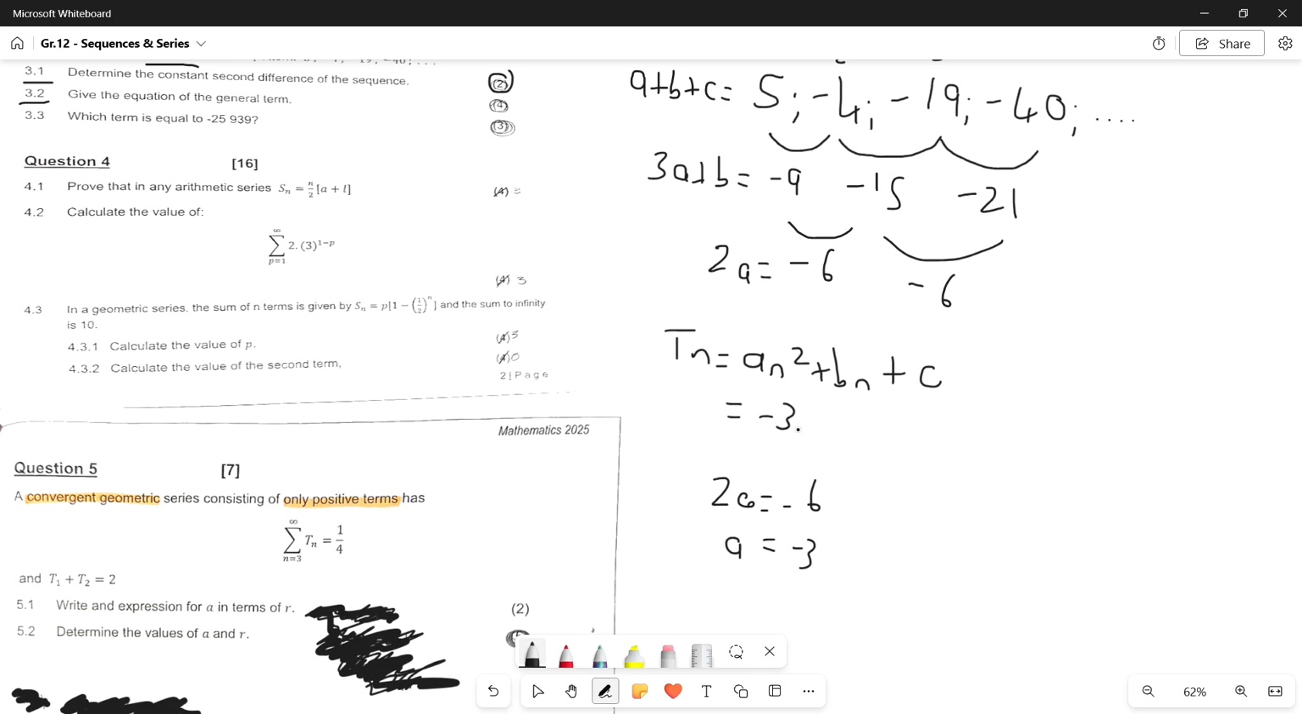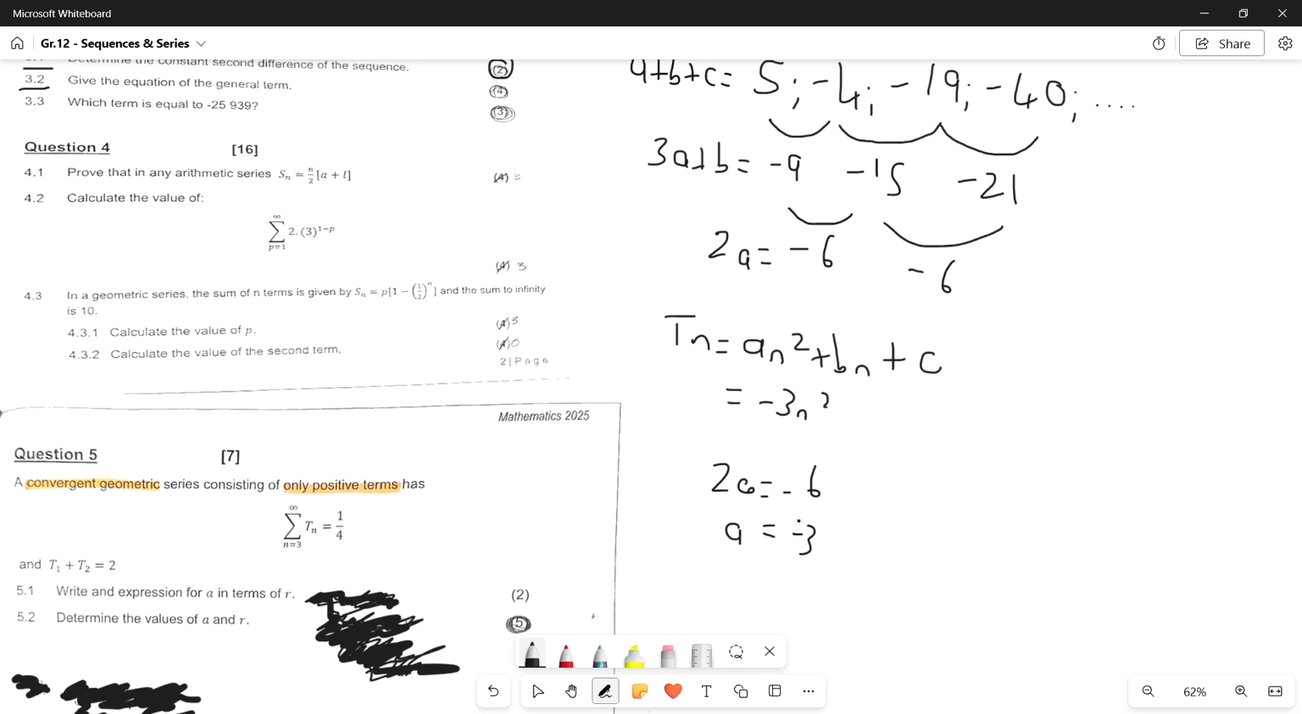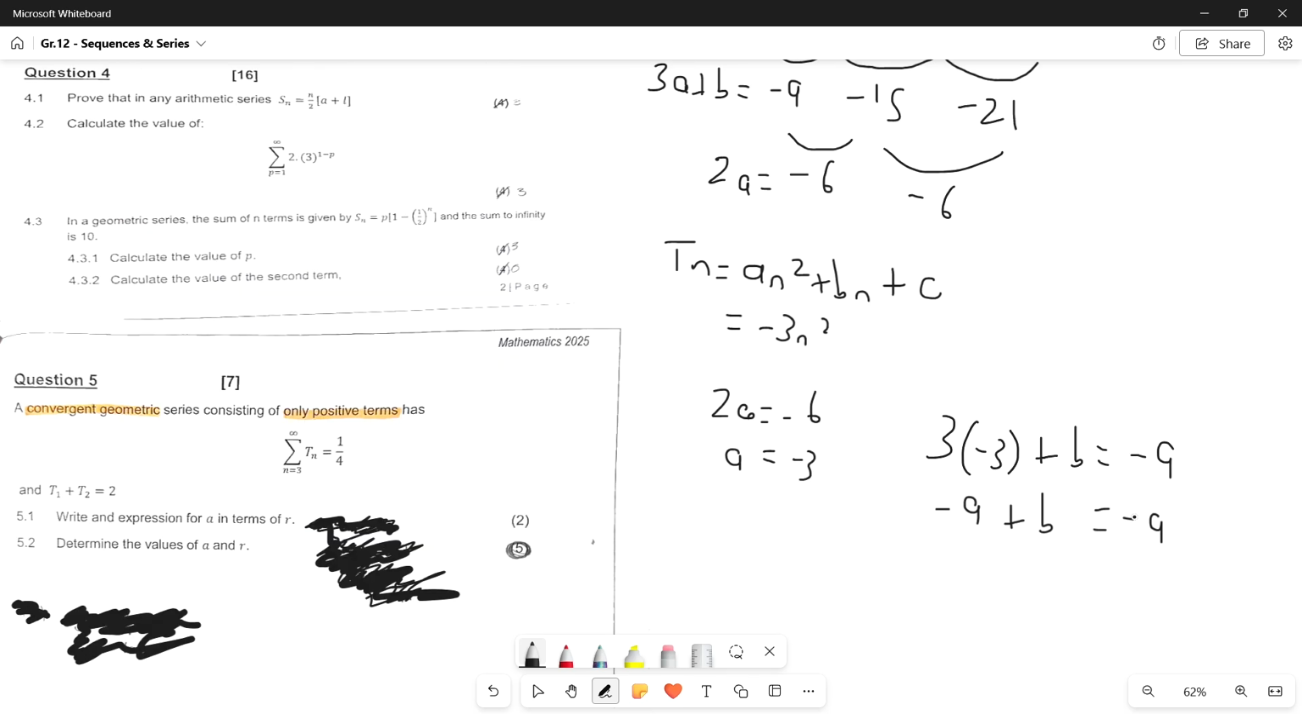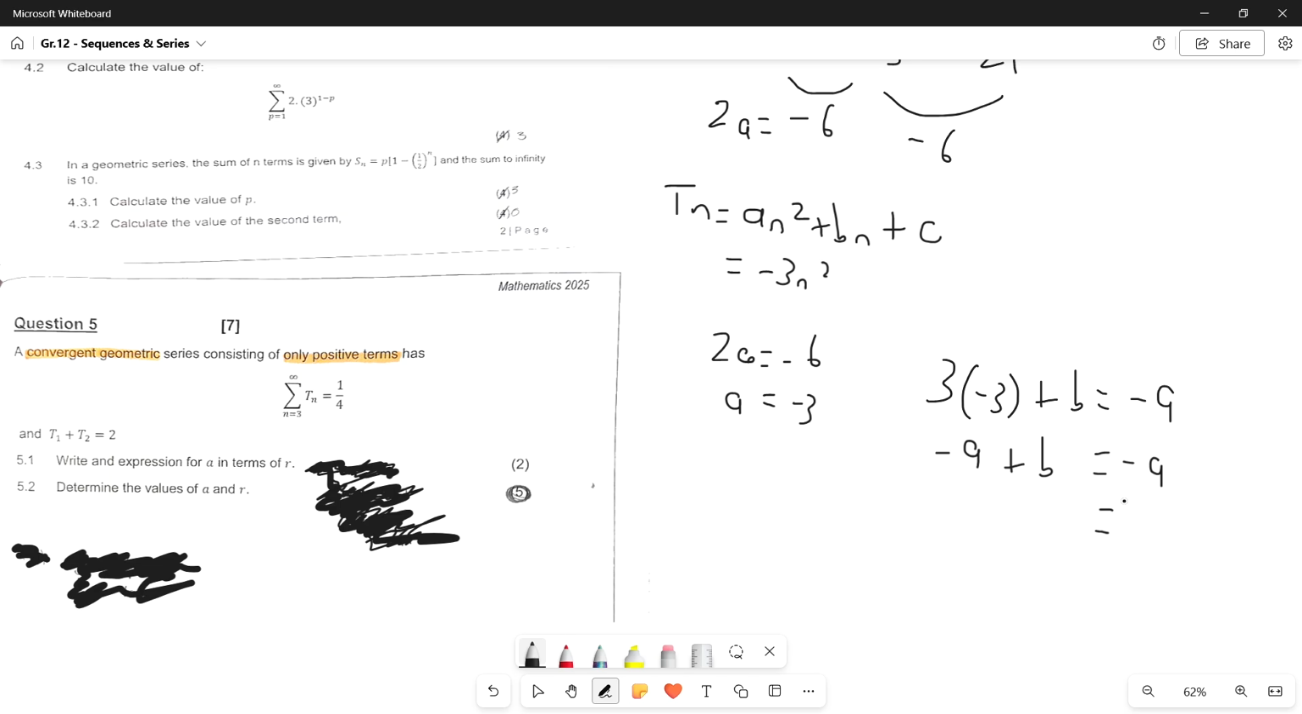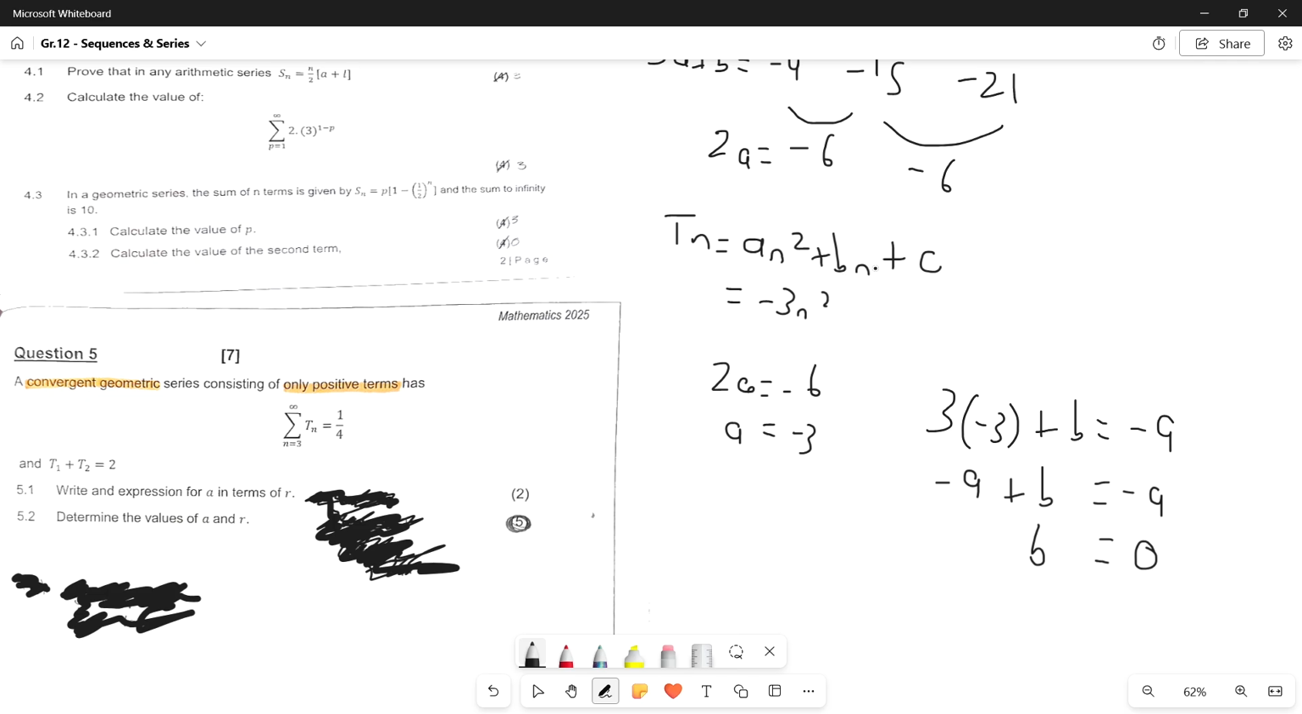So we have -3n squared, and then a over here we're going to substitute into the next equation. So we have 3a is -3. We've put the -3 in there by the a, plus b, and that equals -9, this first difference over here. We can then solve for it. 3 multiplied by -3 is -9, plus b equals -9, which means if we take the -9 over, it becomes a +9, and -9 plus 9 is 0. So our b's value is 0. So then we can just write plus 0n, which ultimately becomes 0. So that guy is out.